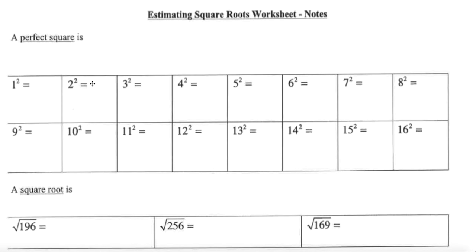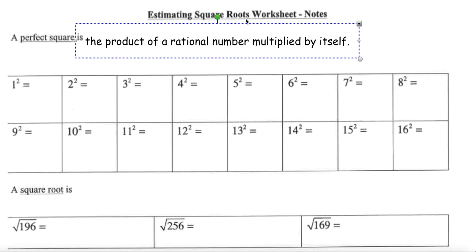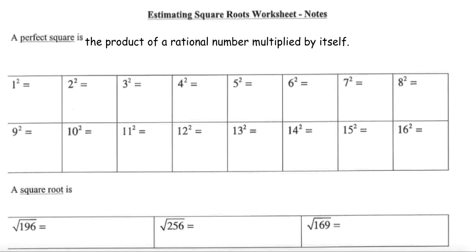So, a perfect square. What is a perfect square? Take a think about what you know about perfect squares. A perfect square is the product of a rational number multiplied by itself. There are some words in there that we may be familiar with, and those words are product. Hopefully we know that that is multiplication.